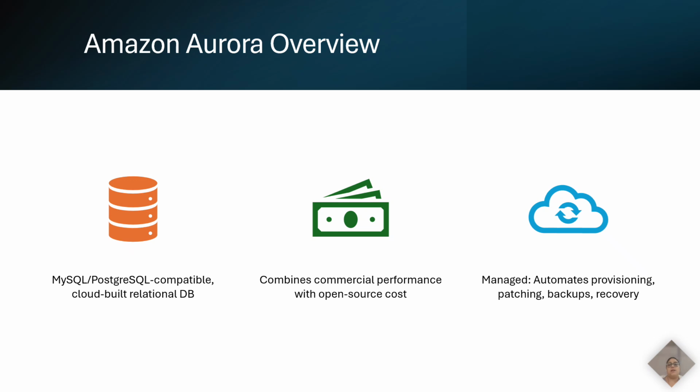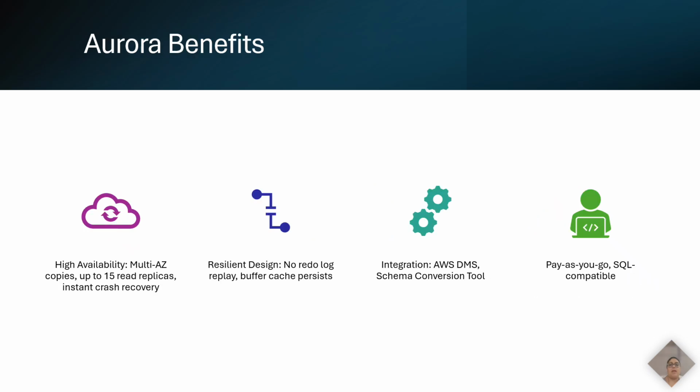Amazon Aurora is a relational database compatible with MySQL and PostgreSQL, designed for the cloud. It offers high-end performance and availability at open source prices, reducing costs while boosting reliability. As a managed service, it handles provisioning, patching, backups, recovery, and failure detection automatically. Aurora stands out for availability.